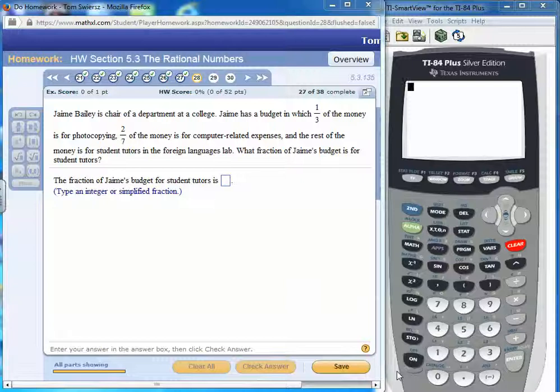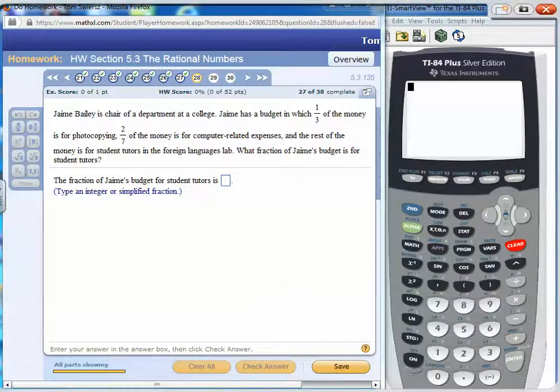He has a budget in which 1/3 of the money is for photocopying and 2/7 is the money for computer-related expenses. The rest of the money is for student tutors in the foreign language lab. What fraction is Jamie's budget for student tutors?